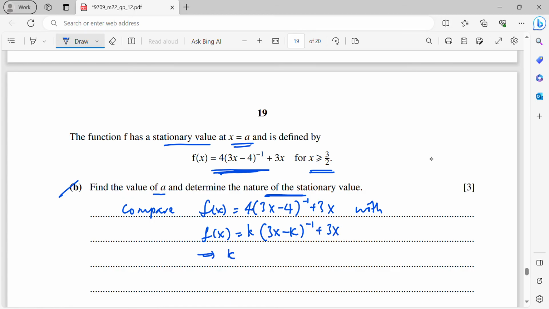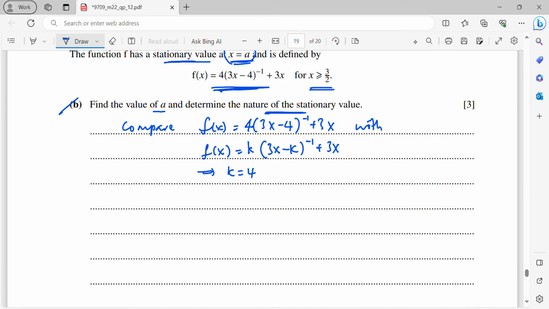So from here we found that the k is basically 4. Now it's mentioned that the stationary value is at x equals a. For the previous one, we have found dy/dx, and when dy/dx equals 0, we solved this in the previous part. The x is k plus or minus the square root of k over 3. Now when you compare with the new function here, our k is to be replaced by 4.